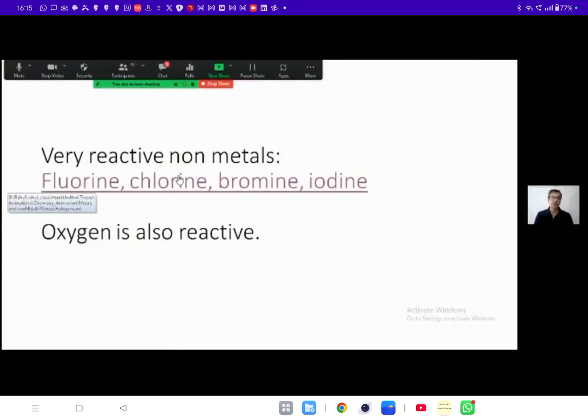Chlorine, bromine, iodine. Oxygen is also very reactive. That's why oxygen is required to produce fire. What I was telling you is that even chlorine supports burning. So it is possible to burn a candle in the chlorine gas. It doesn't burn that brightly. It produces a reddish color flame and it produces heat and light.